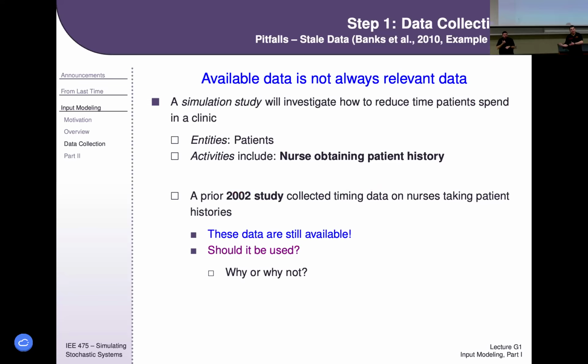Those data are available. They're right there. They've been digitized. They're on the machine. You can feel free to use them. And you can put them right into your model. So the question is, should you use these data? Why or why not? What do you think? Are these data you should pay any attention to?